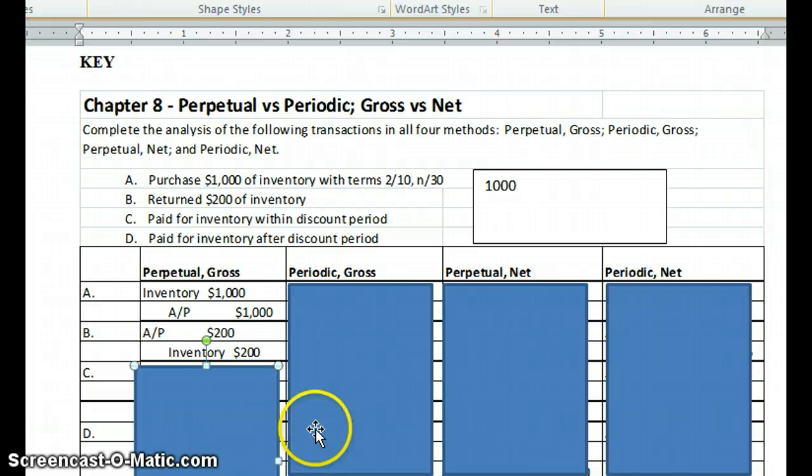All right. So the next one. Now we're paying for the inventory within the discount period. So now we're receiving the discount. So what would that transaction look like? Okay. What would it be?